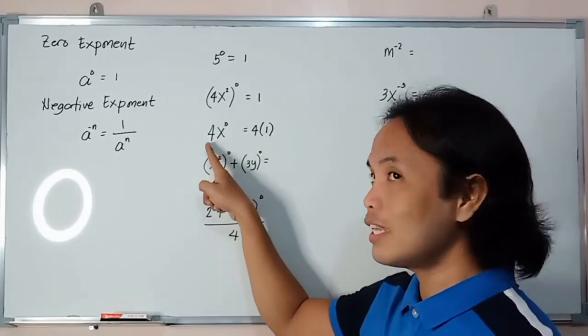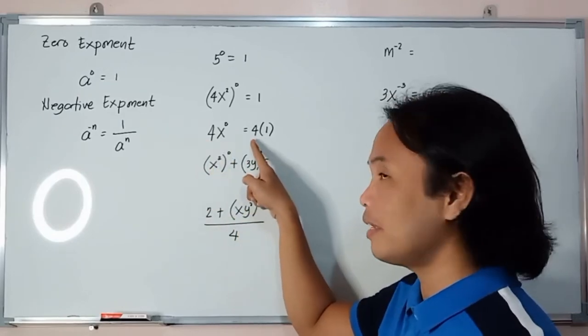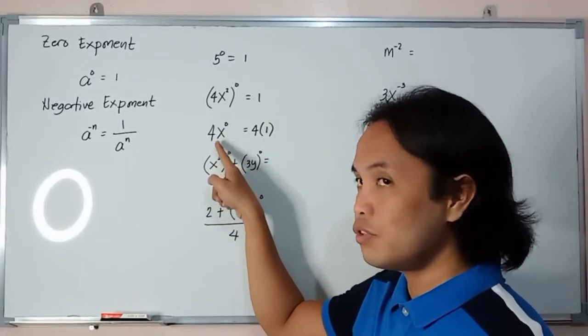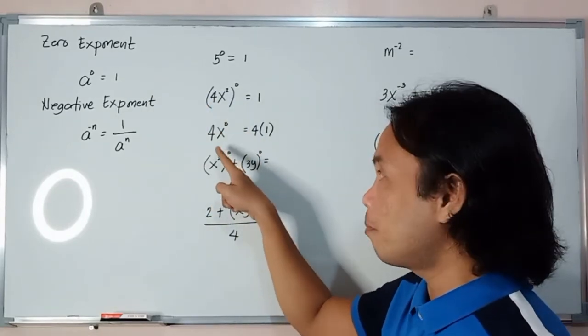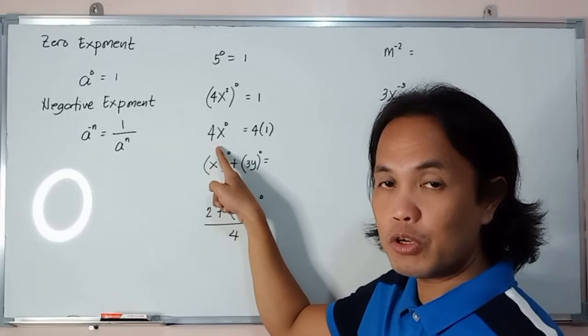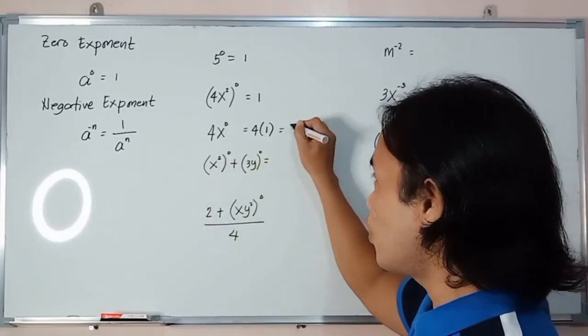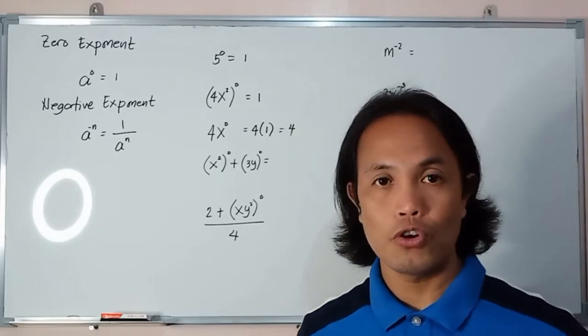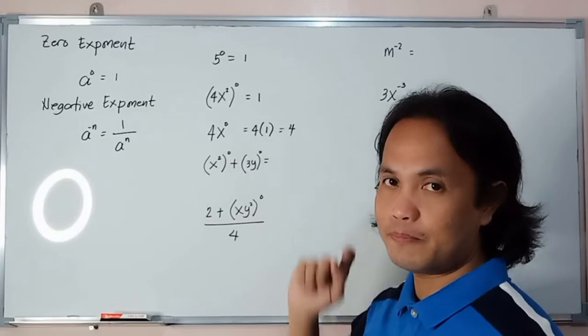Again, 4 is not raised to 0 because the exponent of 4 here is positive 1. That's why we just simply copy 4. And x is raised to 0, so we apply the law on zero exponent, so that is equal to 1. The operation between 4 and x is multiplication, that's why we have 4 times 1. This is equal to 4, since 4 times 1 is of course equal to 4. So the simplified form for this expression is 4.